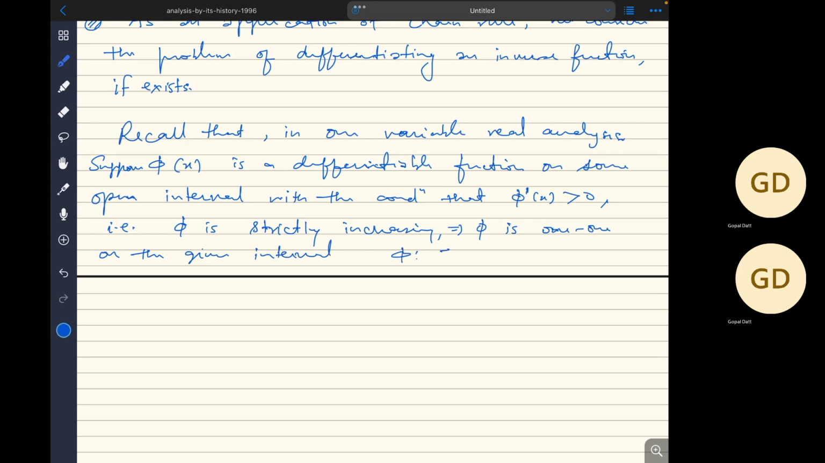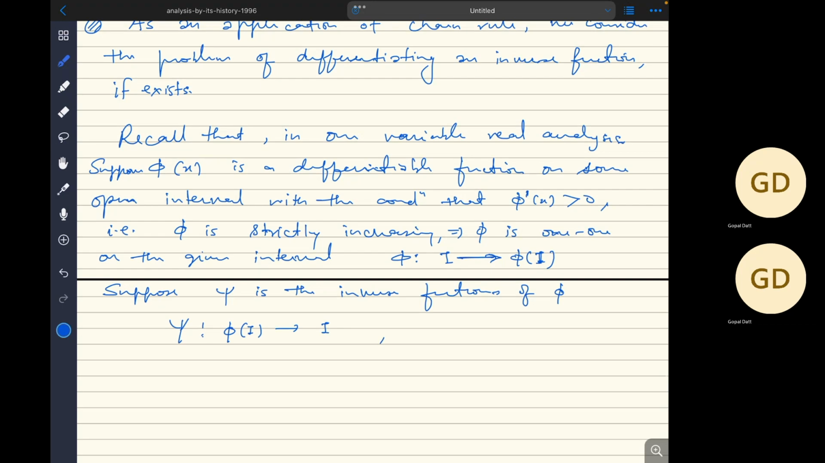So if phi is defined from I to phi of I, then we can talk about its inverse function, psi. Suppose psi is the inverse function of phi. Psi is given from phi of I to I. Here, psi of phi is the identity function, and similarly, phi of psi is also the identity function.